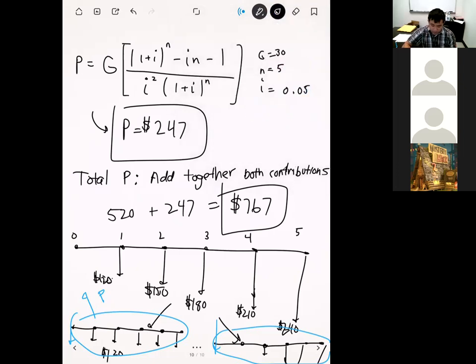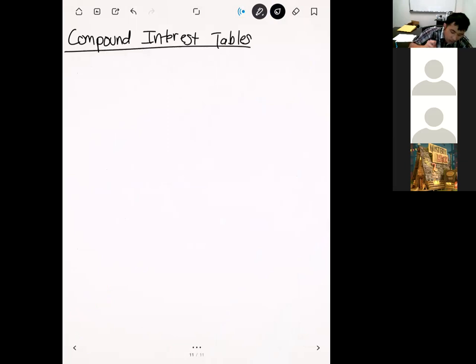Okay. All right, so the last thing I want to go over today is a very useful tool, probably a tool that you're going to use a lot in this class, okay? And that's the compound interest tables.